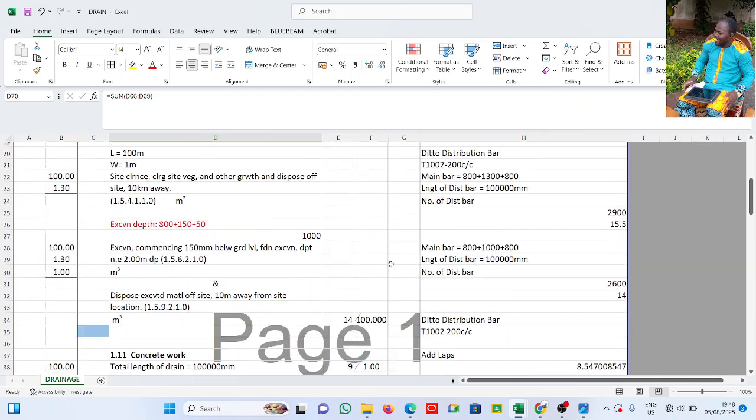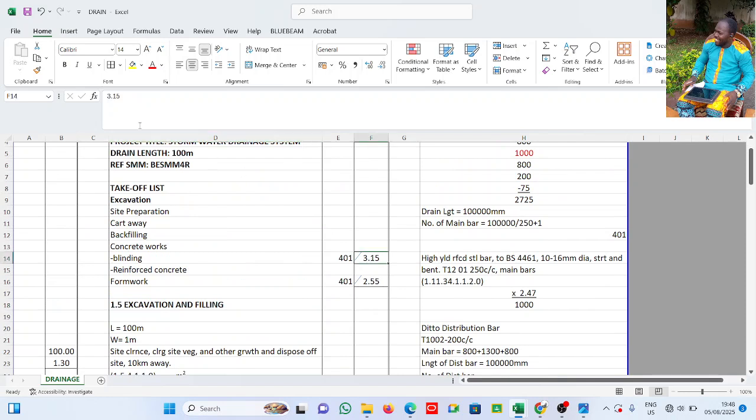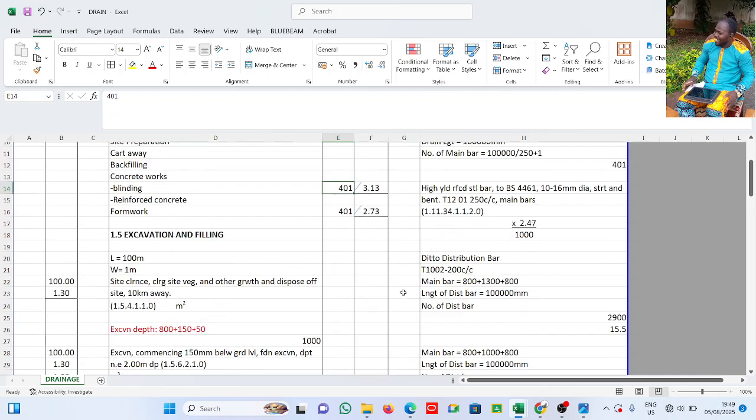So our calculation here, the outer one is 3.13. 3.1 or 3.15, we just calculated it. While this is 2.73. Right. We have a total of 401. That's why you see 401 here. Right, that is the main bar.